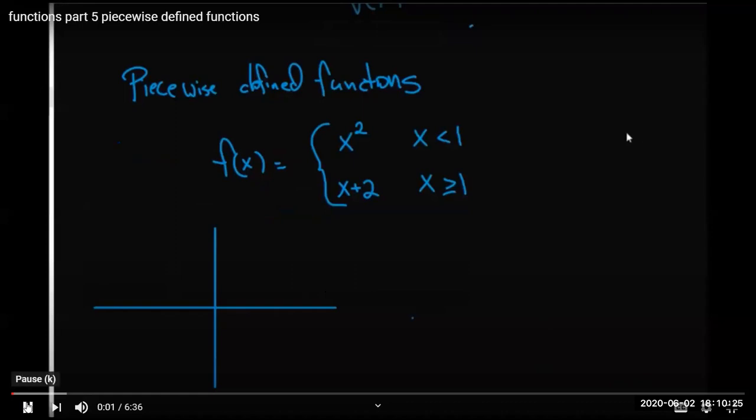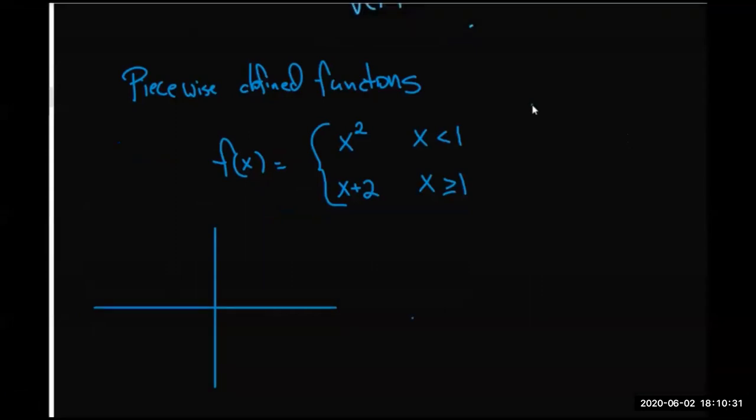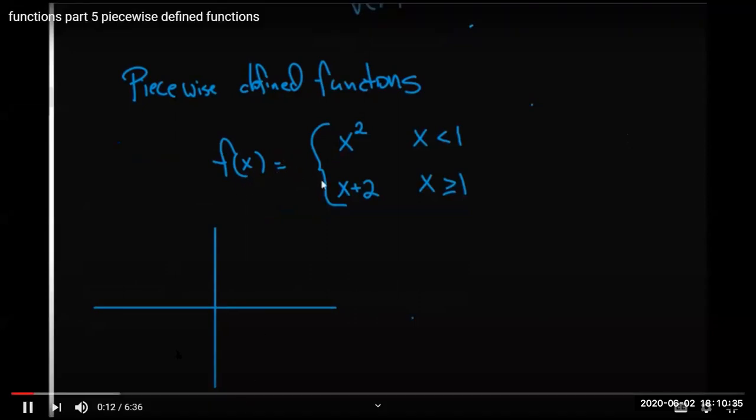Let's discuss another topic regarding functions, and this is called piecewise defined functions. So here we have a so-called piecewise defined function. Can everybody hear this? Yes, Professor. You can hear it. Okay.